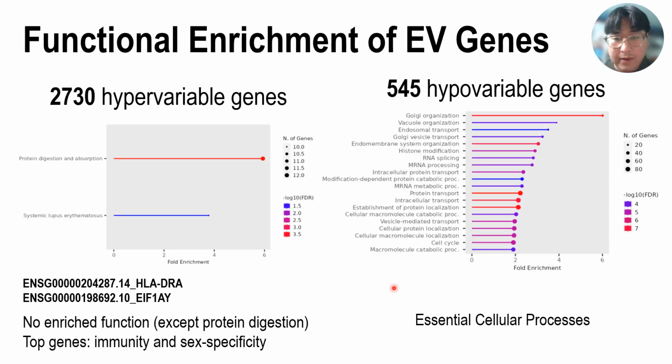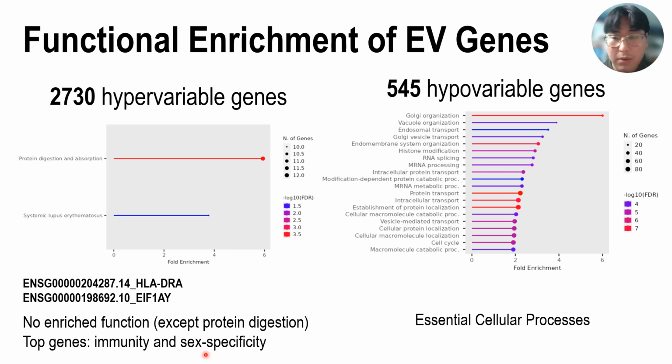This is the main figure, and the slide is explaining the functional enrichment of EV genes. The x-axis is the fold enrichment, or the importance, and the y-axis is the function itself. We can see that for the hypervariable genes, there's no specific enrichment except for protein digestion. But we've also looked at the top genes of hypervariability, and they were HLA and EIF1AY, which are involved in immunity and sex specificity.